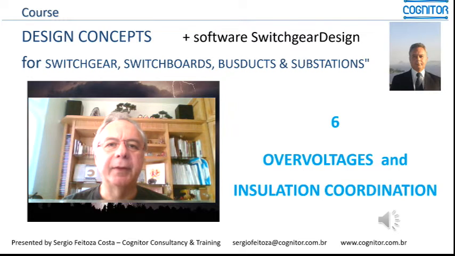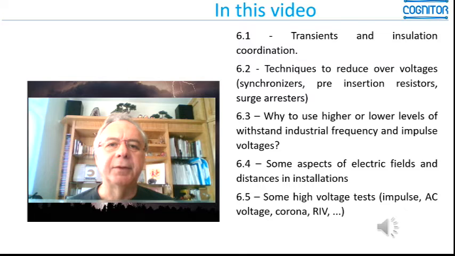And this video is module 6 of the training and corresponds to the chapter Overvoltage and Insulation Coordination. This video will show several aspects of transient and insulation coordination. We'll show the techniques to reduce overvoltage using synchronizers, phase-sensitive resistors, surge arresters, and some other means. We'll show why to use higher or lower levels of withstand industrial frequency and impulse voltage.